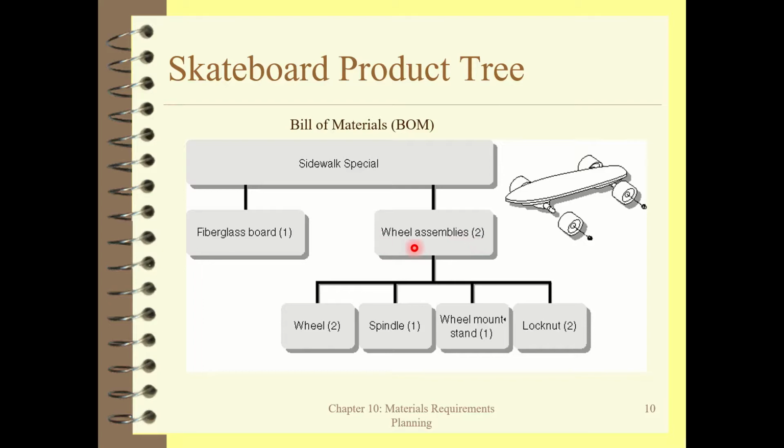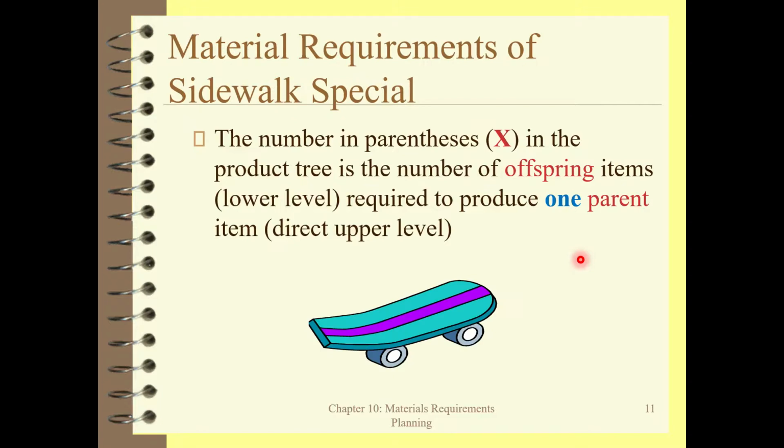Again here, for one wheel assembly you need 2 wheels, right? You need 1 spindle, here is the spindle. You need 1 wheel mount stand, underneath the fiberglass board, and 2 lock nuts, 1 here and 1 here, right? Okay, this is the way the bill of material is represented. This is what I have already explained.